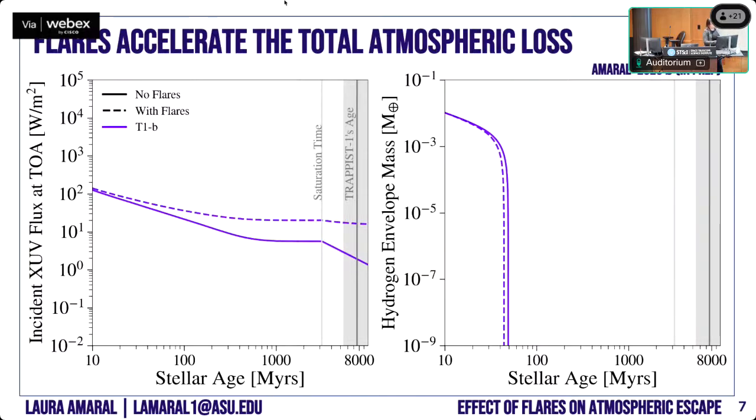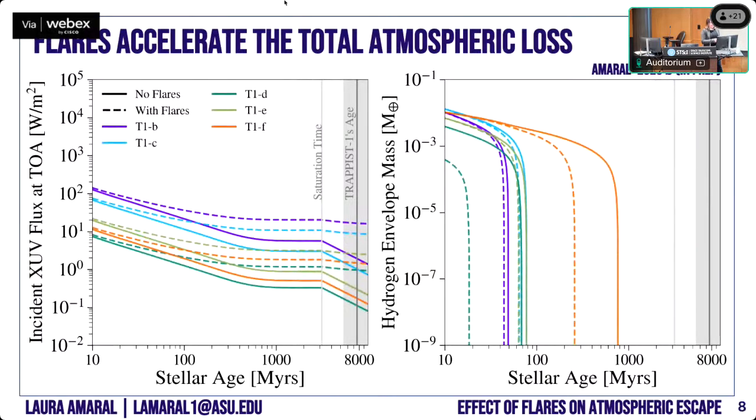But this is the case for close-in planets. If I add other planets here, considering that TRAPPIST-1e and f are in the habitable zone too, you see that all the planets that are close in don't have that much difference in escape.